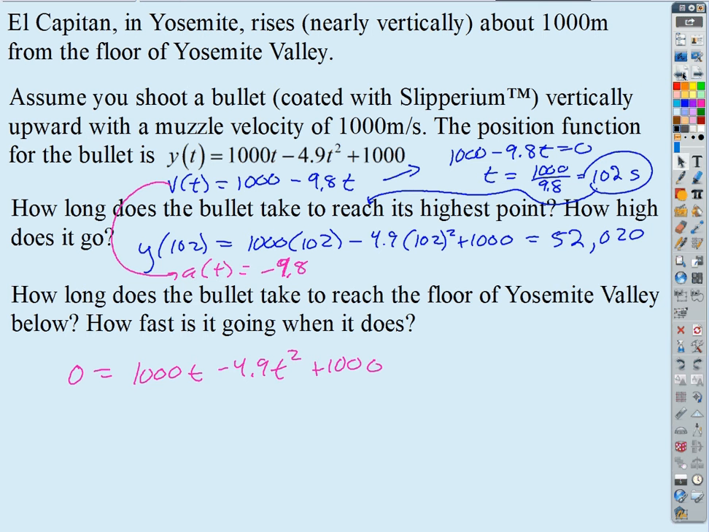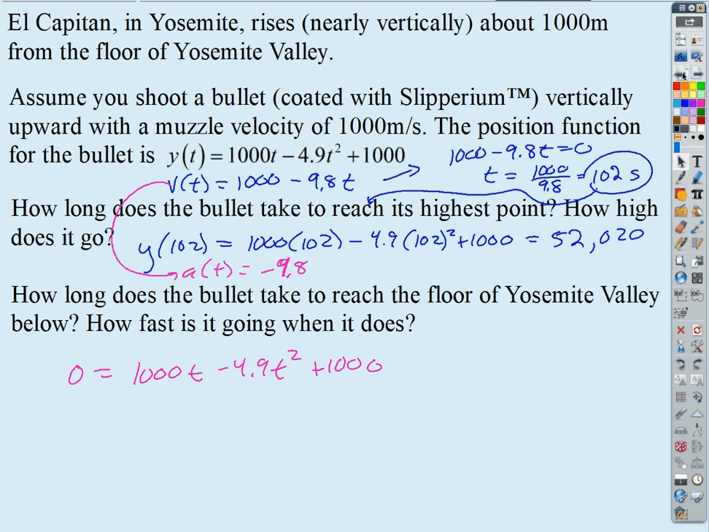Seems pretty reasonable. When it comes zinging back by you, how fast would it be going, you think? It would be as fast as you shot it up. Okay. I don't want to get too mired in physics here, but does it make sense that when it comes back by you, the velocity would have to be negative 1,000? Yes. That's pretty cool.